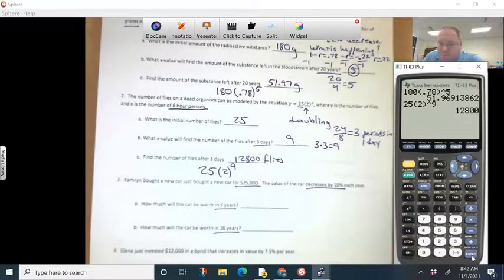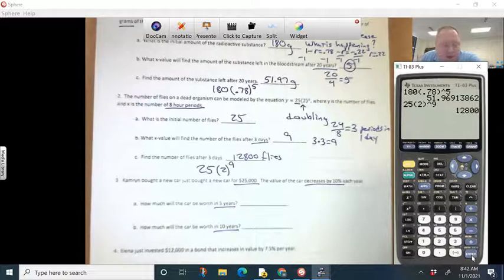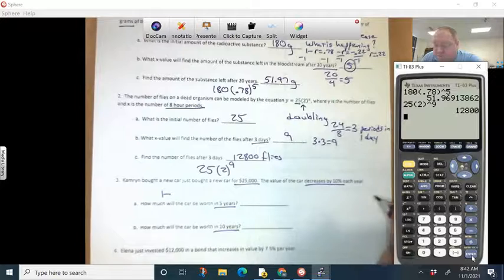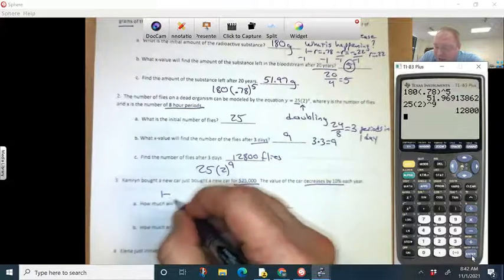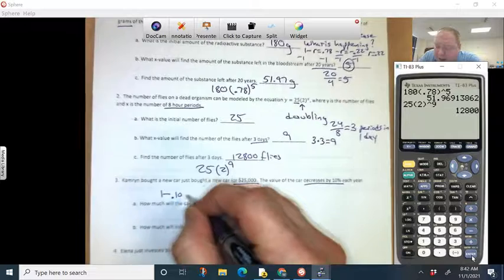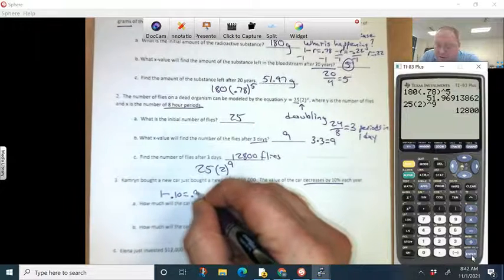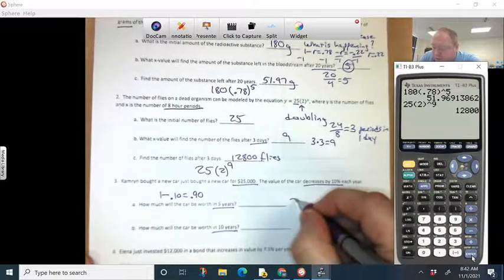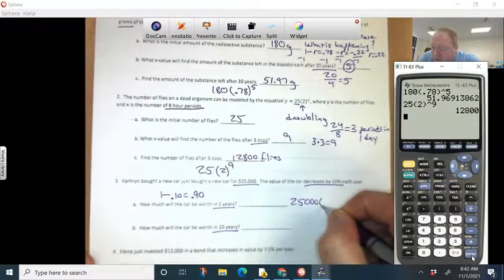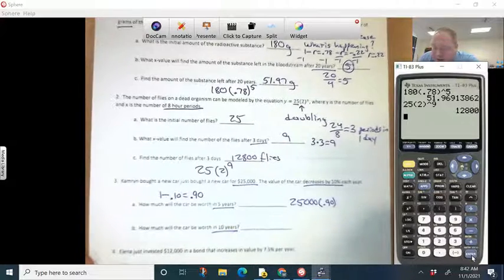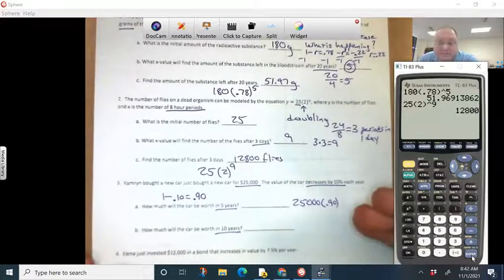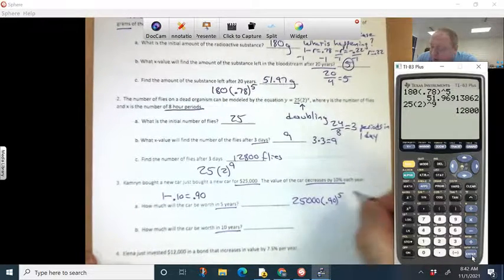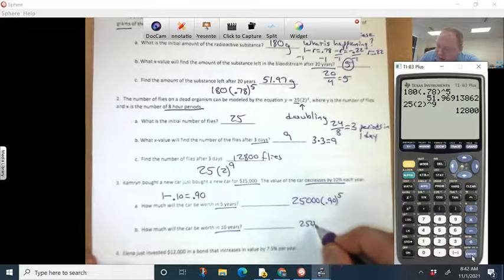Because it decreases, I know that it's going to be 1 minus R, from that formula page. And that 10% is 0.10. So 0.90 is what's going to go in my parentheses. So 25,000 times 0.90, because 90% of the price is remaining. Then it's each year. So in this case, it's 5 years. And down here, it's 10 years.